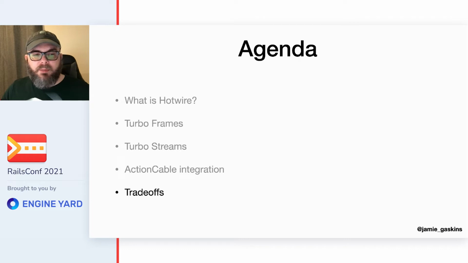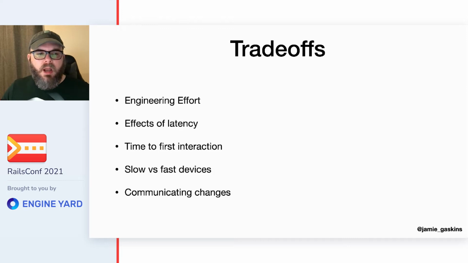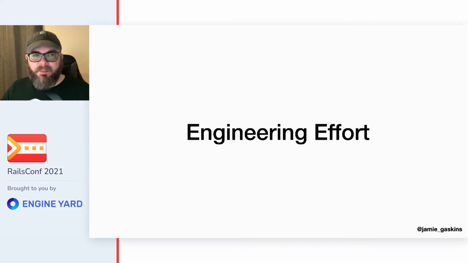Next, we're going to look at the trade-offs between Hotwire and single-page apps built with a front-end framework like React, for example. The trade-offs that we're going to look at are things like the effort required to build each app, how latency affects them differently, differences in how quickly users can interact with them, performance on slow versus fast devices, and how the server communicates changes and the client responds to them.